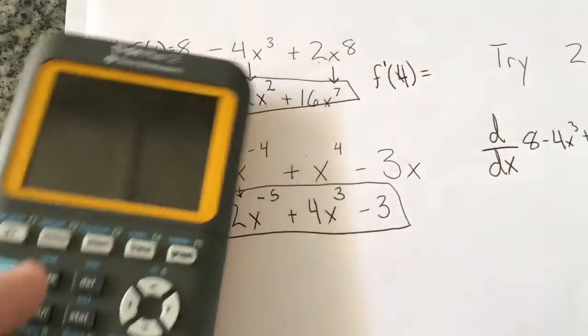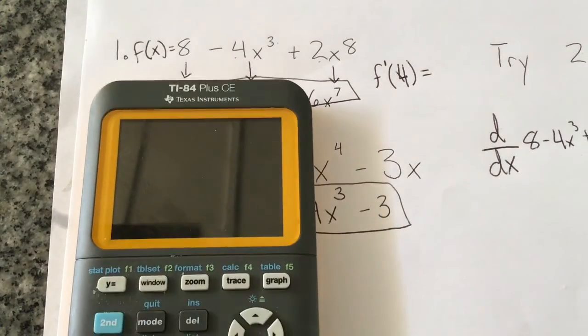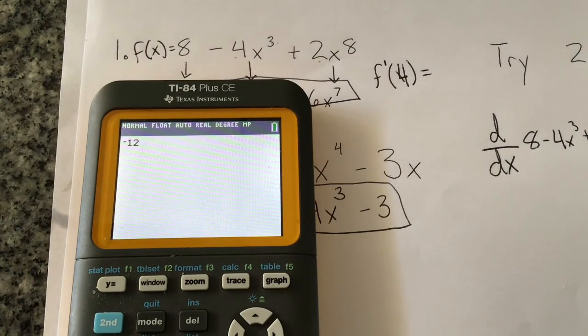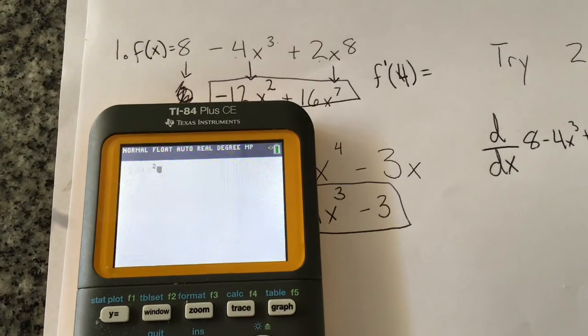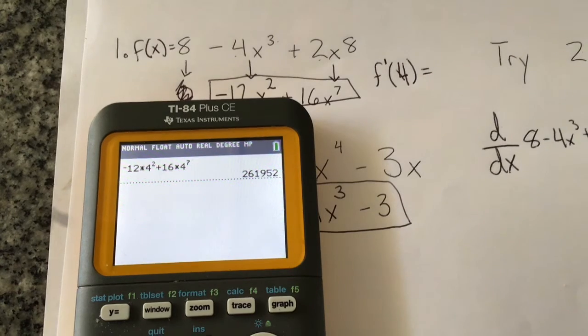Now I'm going to go ahead and do that on the calculator because I definitely cannot do 4 to the 7th in my head. But we have negative 12 times 4, what is that? 4 squared, okay, plus 16 times 4 to the 7th. And we get a huge number, but believe it or not, that's the slope at 4.